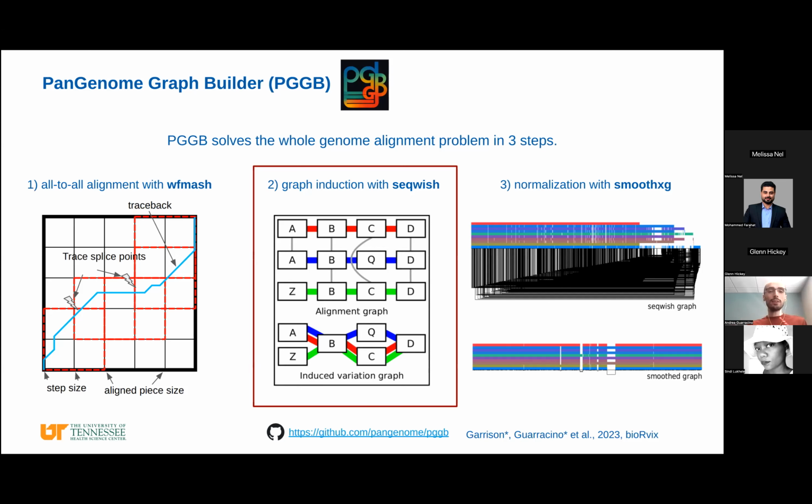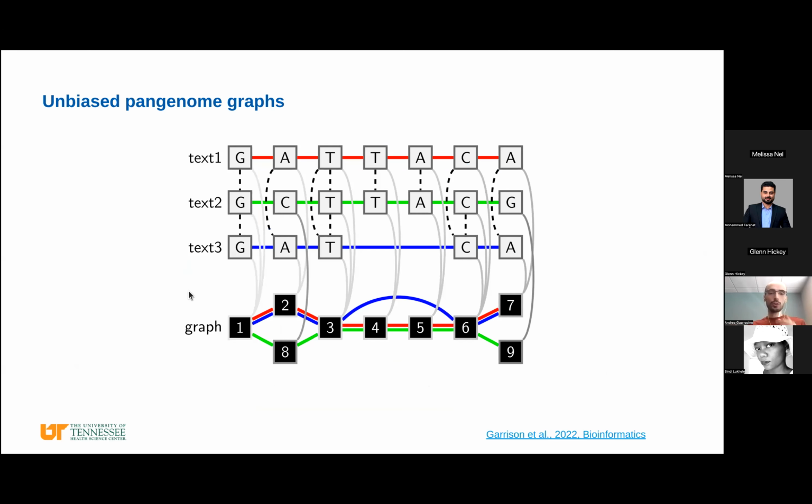Now that we have the alignments, we can build a pangenome graph with seqwish. Seqwish takes the sequences and the alignments. These dashed lines represent the alignments. For example, these three Gs align to each other. And seqwish essentially takes this information and collapses characters that align into single nodes. And this way we can build our raw pangenome graph.